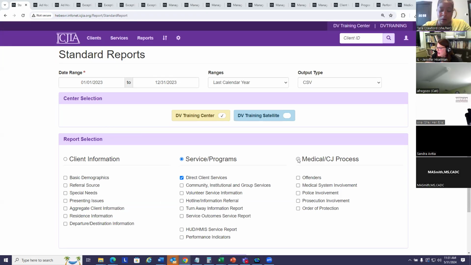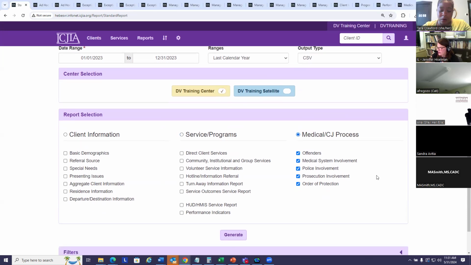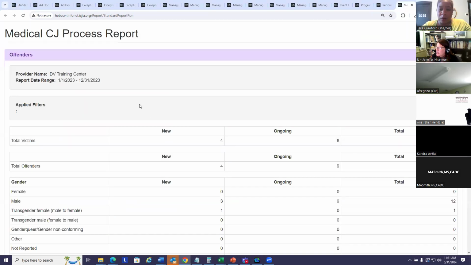Okay, so the medical CJ process reports, these are the data reports that will give you summary data on many of these data points. Many are optional, but if you are using them and entering data, this is how you would pull that data out. I have a report available right here.